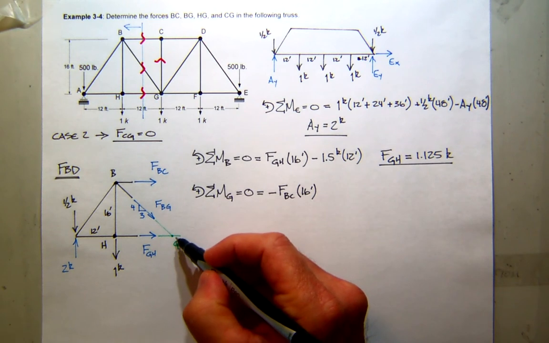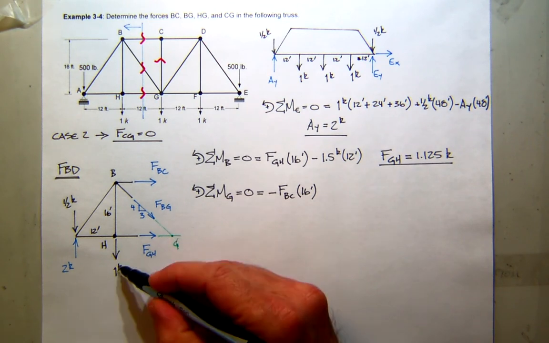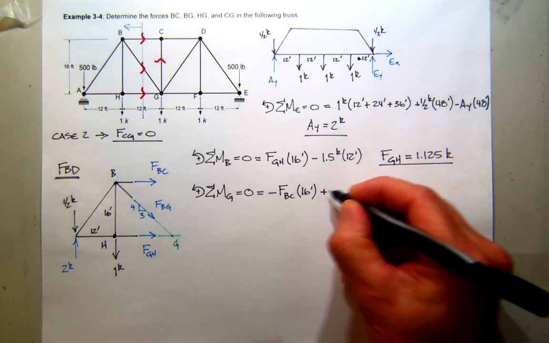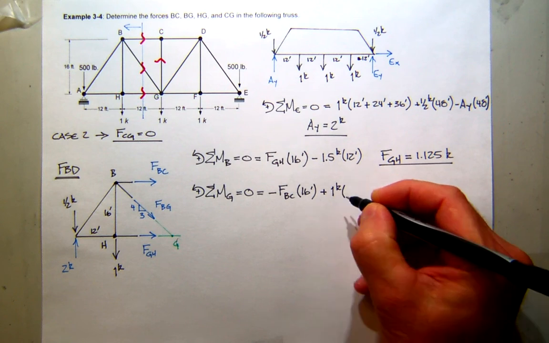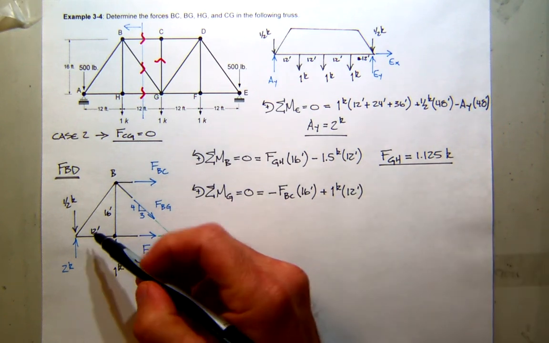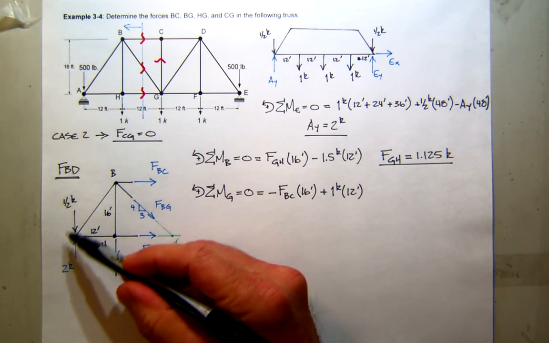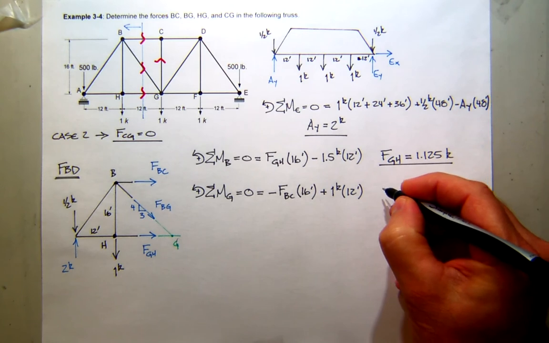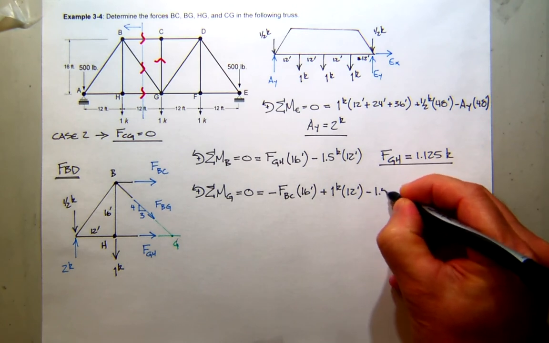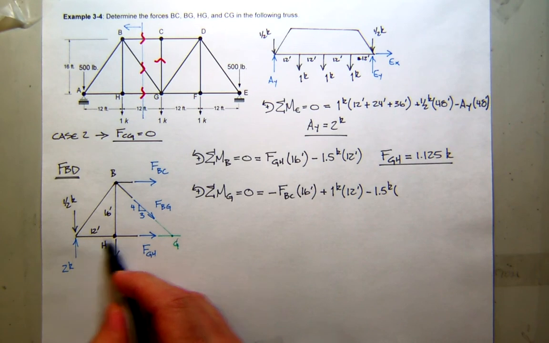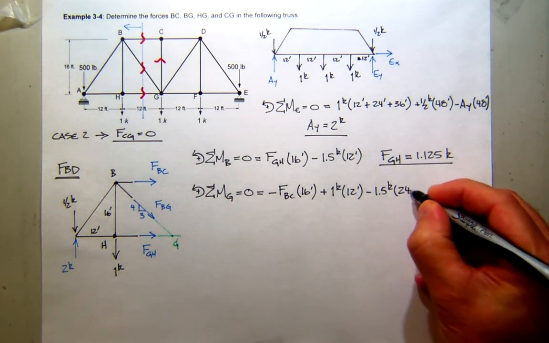Now what else creates moment about G? It looks like the one kip force. Positive or negative? Positive. So that'll be positive moment. That'll be 1 kip times the distance between G and H. That's 12 feet. And then I'm back over here to my combo force, which I'm going to assume is 1.5 kips up. And that's going to create what kind of moment about G? Negative. So I got 1.5 kips. And the distance from G to A is 24.